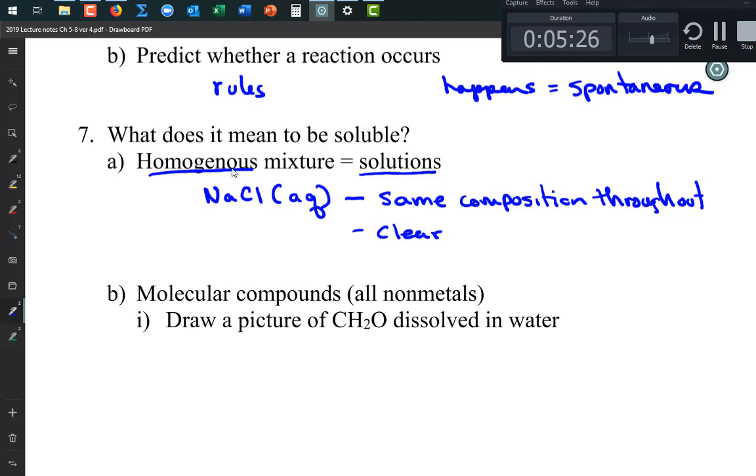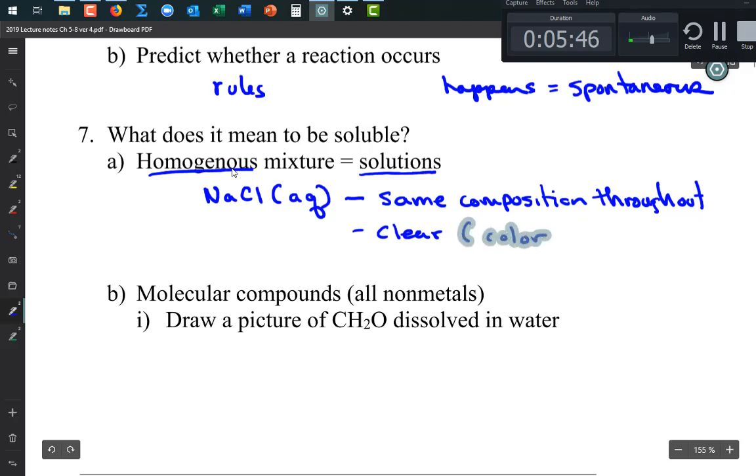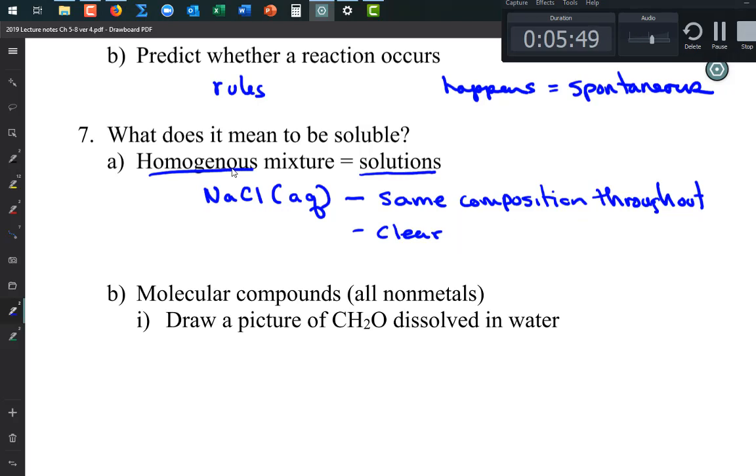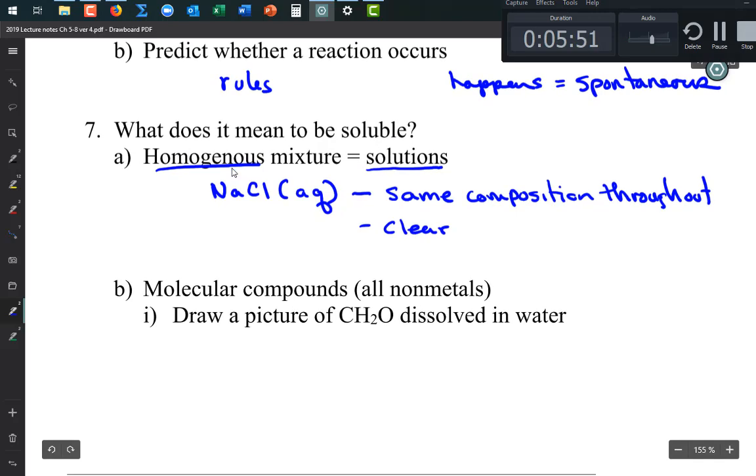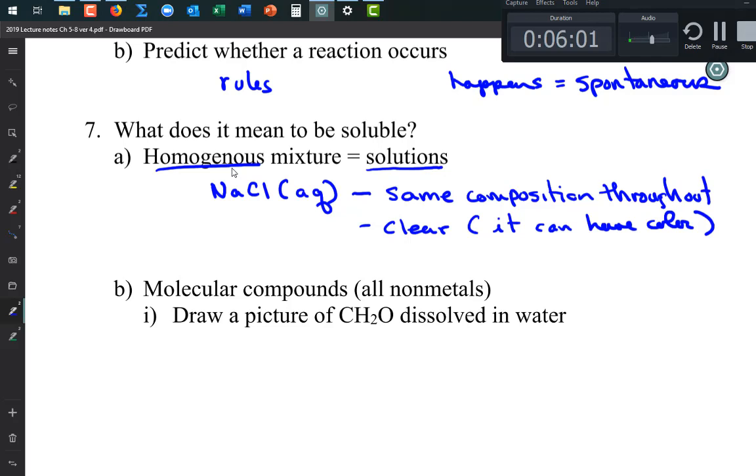When things make homogeneous solutions, they're clear, but it doesn't mean they're colorless. So you can have color and be homogeneous, or you can not have color, but it's clear. It sounds weird when I say color is not important, but the whole idea is it can have color. So like food color in water, that's homogeneous, okay?